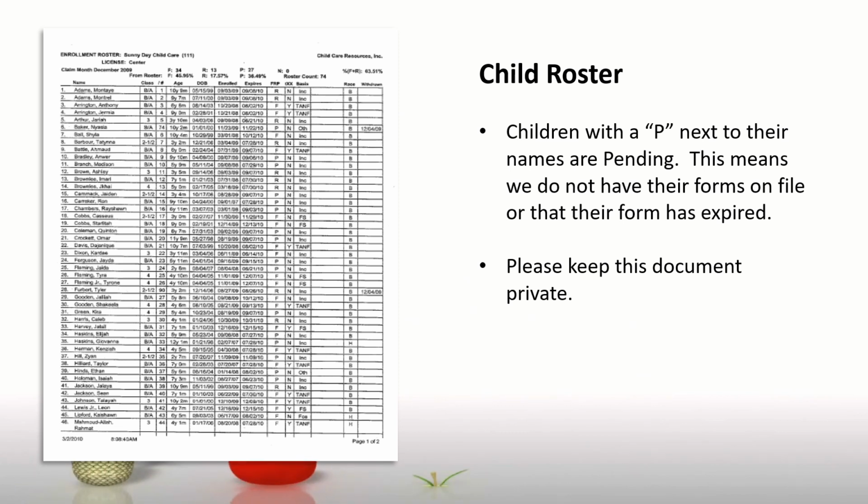Now that we've logged into Minute Menu and pulled up our child roster, let's see if we can find any children with a P next to their name. If you find any children with a P next to their name, this means that we do not have their form on file or that their form has expired. It's important that all children that are enrolled at your center have a current income and enrollment form on file. The information found on the child roster should be kept private at all times.